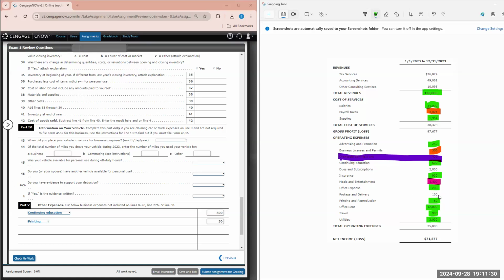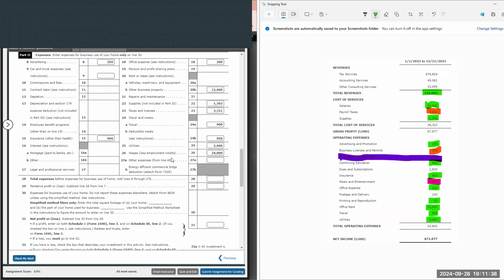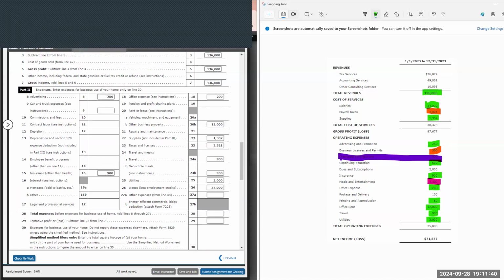All right, and from there, we essentially look at the other expenses. So we scroll up and we look at all of the information that we have here. So we have the $250 for advertising. For office expenses, we would also include that postage and delivery. So for the office expenses, it will be the $200 plus the $100 for postage.